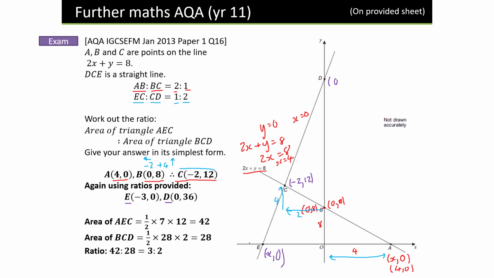So from here to here, that's going up by 12, and that's in a ratio of 1. That's one part. So up to D, that's one part. This is 2 parts. That must go up by 24. So we know that coordinate is 0, 36.